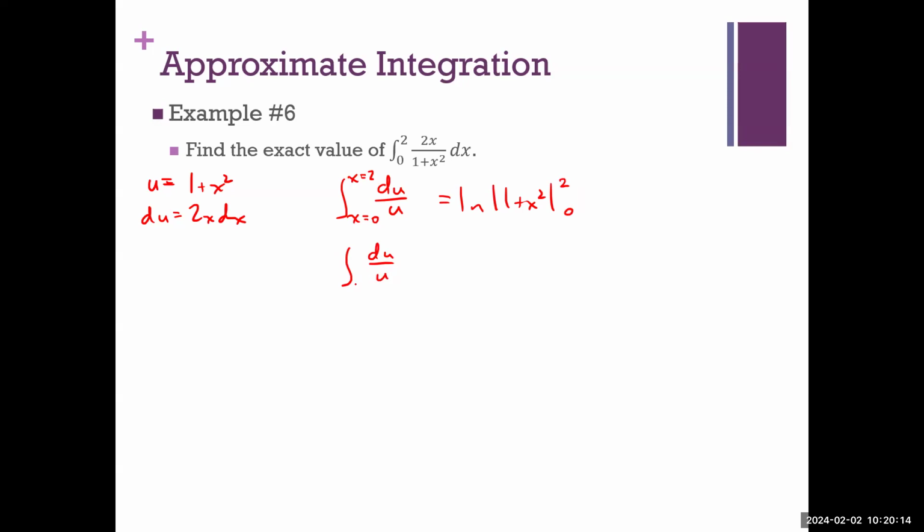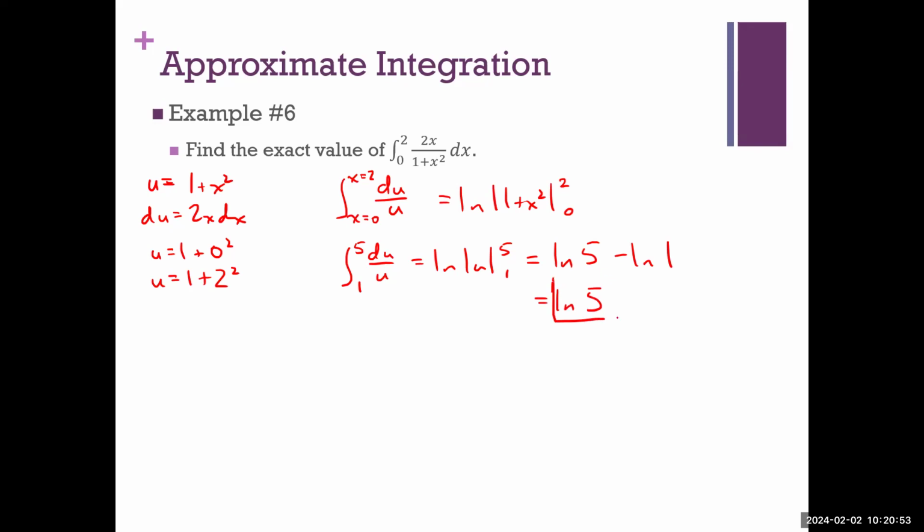1 to 5. How'd you get 1 and 5? 0 for x in the u equation and 2 for x in the u equation. Yep. So based on the u that Pia gave us, we can get new u values. So those are both fine. Those will get us to the same place. So the natural log of u from 1 to 5. So this comes out to be what? The natural log of 5 minus the natural log of 1. So exact value is natural log of 5, right?